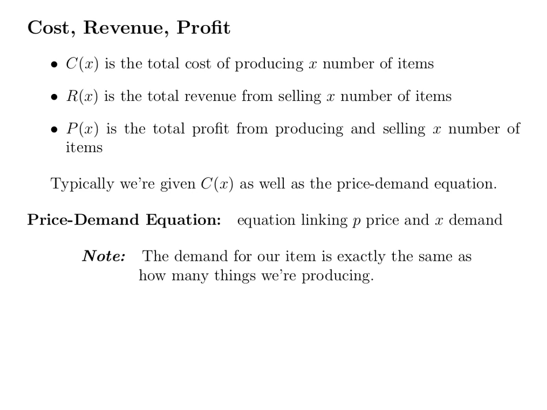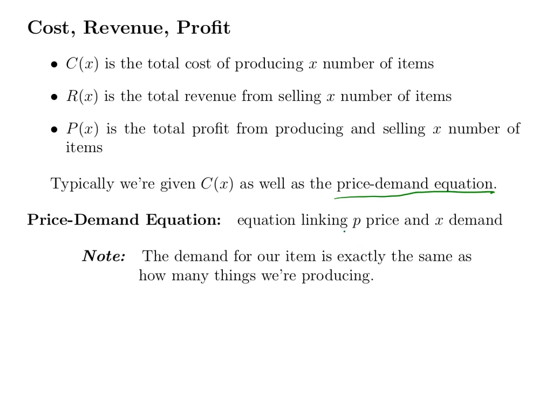So it's the money that we're bringing in from selling things. And P of X, the capital P of X, is the profit that we'll make. The amount of money that we'll be able to take home after all of our expenses. Typically, we'll be given the cost function, C of X, and then something called this price-demand equation. So let's just take a look at it.